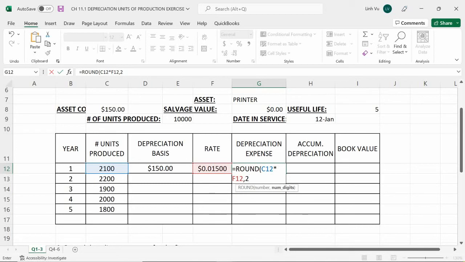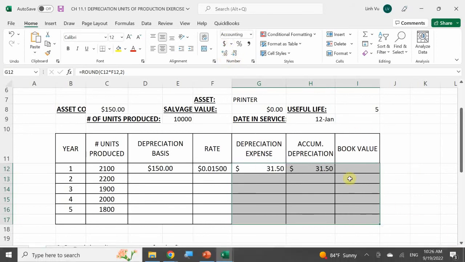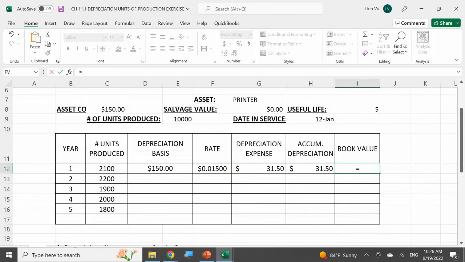Okay, the accumulated depreciation would be 31.50. 31.50 for the accumulated as well. Okay, so then what's my book value going to be? Would it also be 31.50? No. So what's my book value determined by? I want to know, after using my asset for 1 year, how much is the value currently?